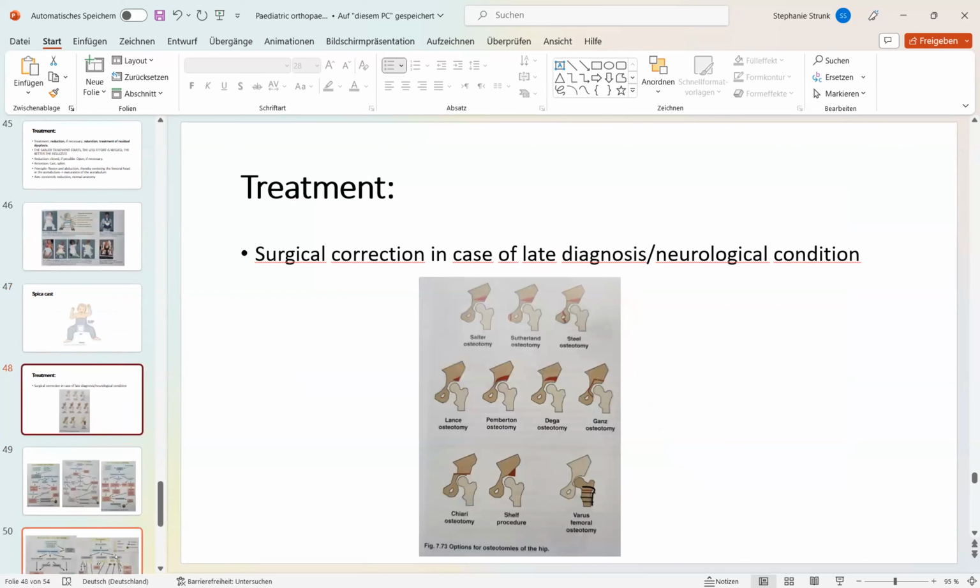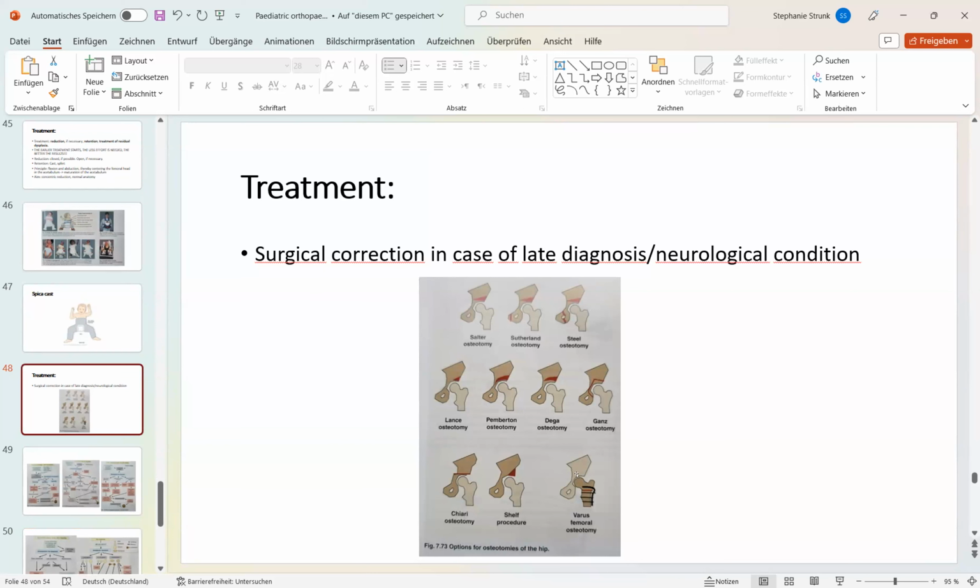So what happens if you miss it? If you have to see it later, then it starts to get really complicated. You need to correct it surgically. Surgical correction in case of late diagnosis or if you have a neurological condition. So what you can see here, a lot of different procedures. You don't have to study them if you don't want to do pediatric orthopedics. The most commonly used is the Salter osteotomy, and sometimes in combination with a varus femoral osteotomy.